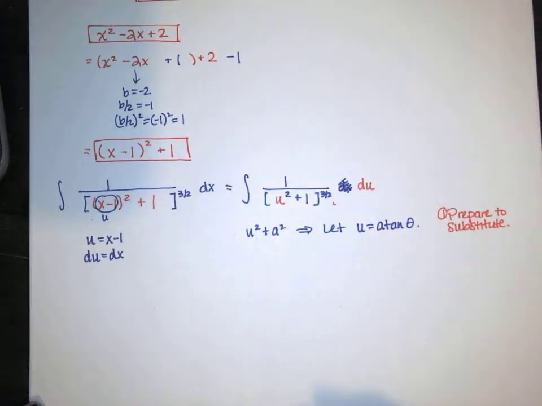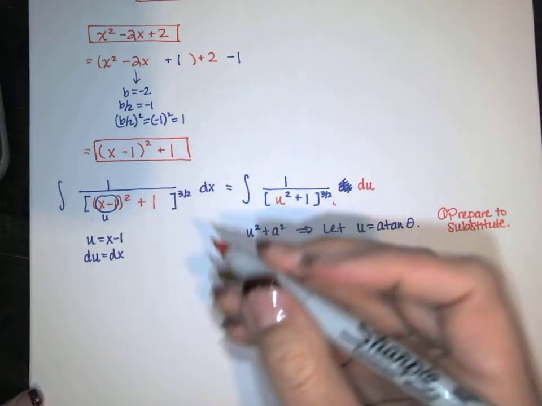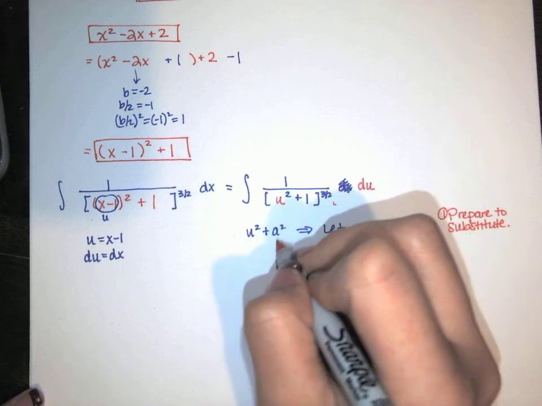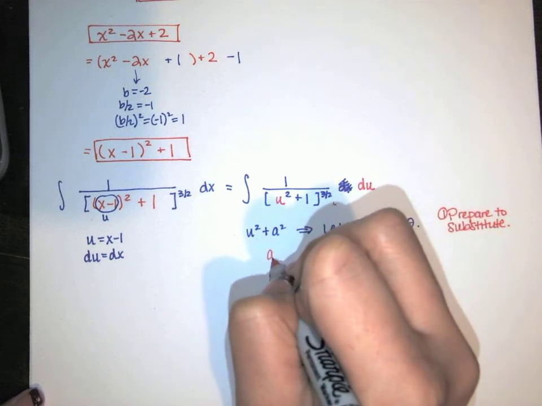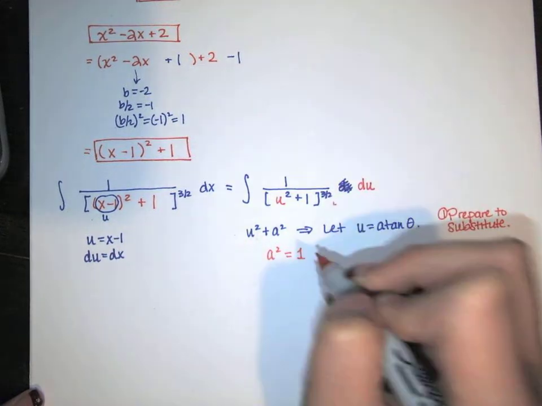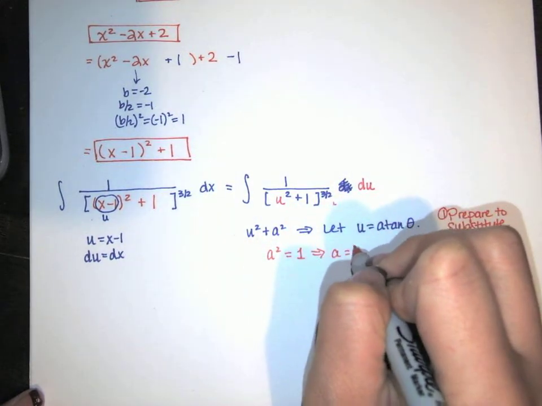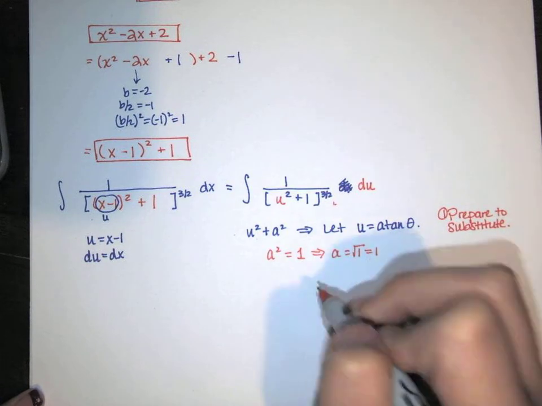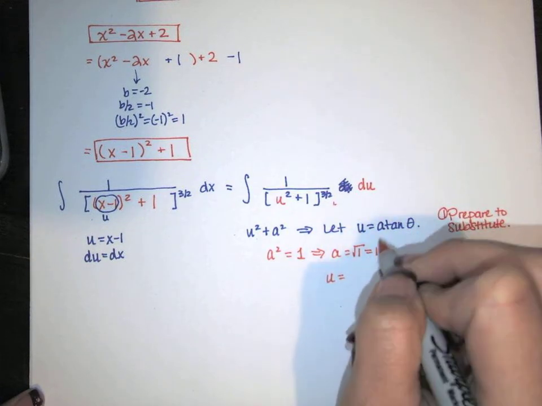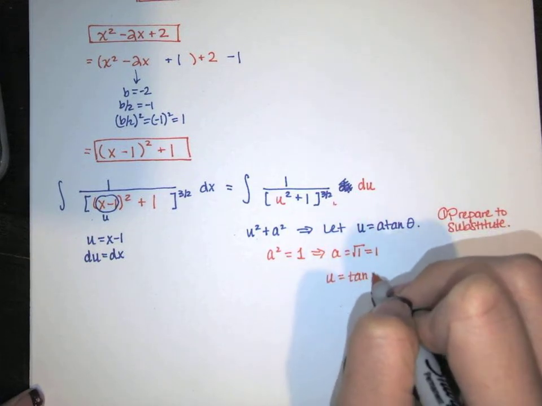You want to write everything here in terms of theta. First we have to identify a. A is the constant, or a squared is the constant. A squared is 1, so a is the square root of 1, which is 1. That means that u is 1 times tangent of theta.